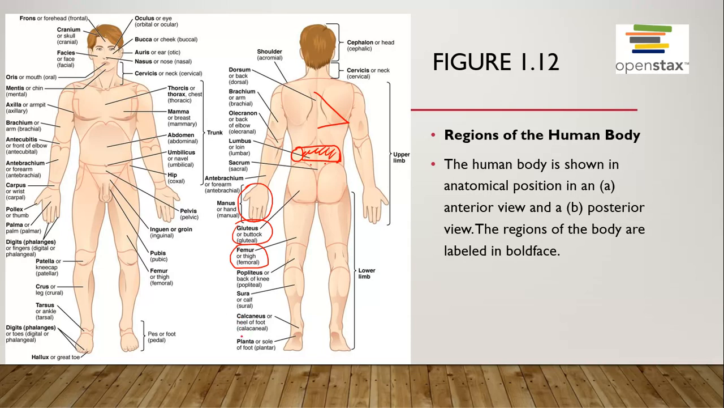Some of these are kind of hard. The planta is the sole of the foot. Have you ever heard of plantar warts? Sometimes people get those. Literally, they are called plantar warts because they're on the sole of your foot. So if you had a bunch of warts down here, that's what you got.